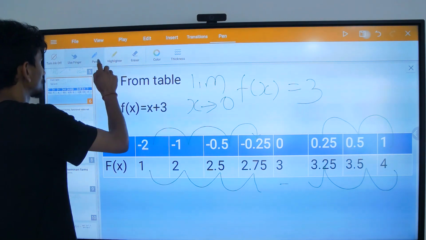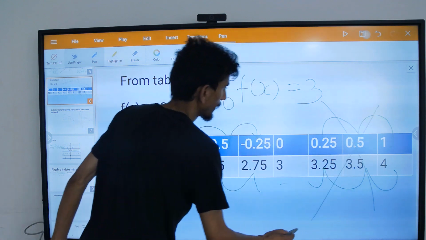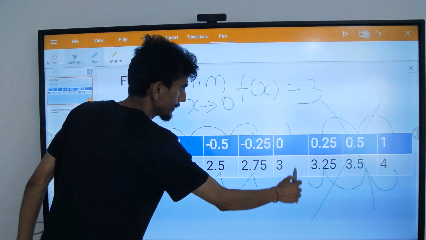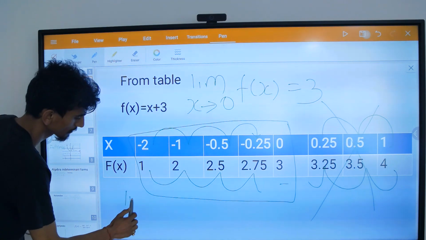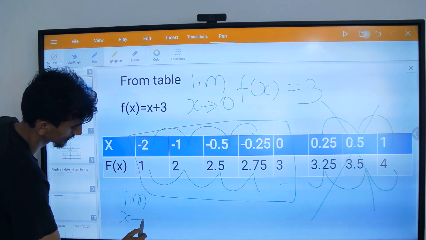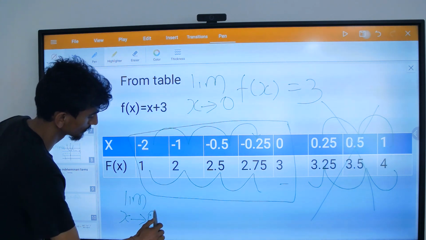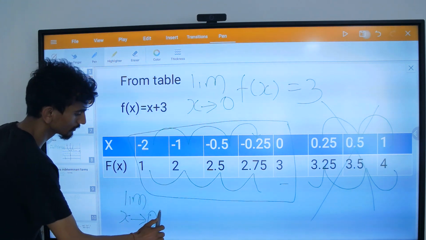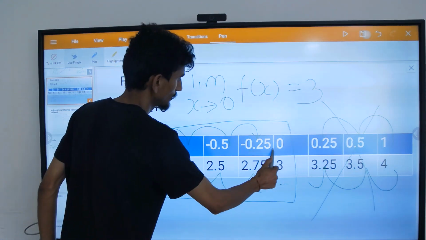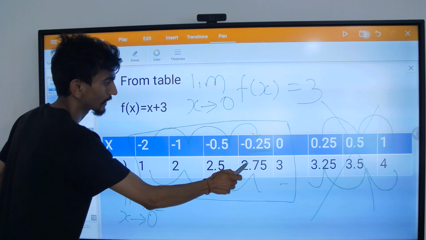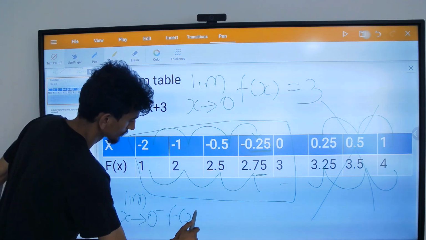If we forget this part and only see this part and say limit as x tends to 0, we cannot say 0, but we should say 0 minus, because we are not getting more than 0. We are only saying less than 0 and seeing what this function equals to.